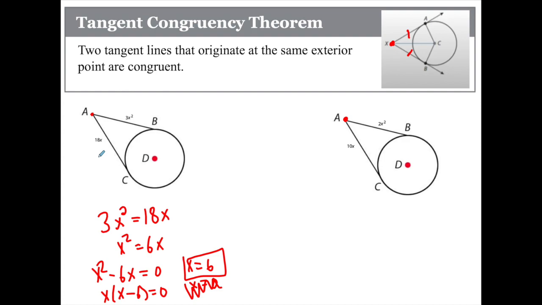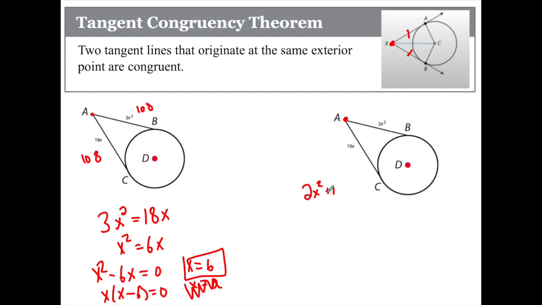18 times 6 equals 108. Yep. And then if you do 6 to the power of 2 times 3, you also get 108. So you can see the lengths are equal. Nice. Over here, you can see a similar thing.